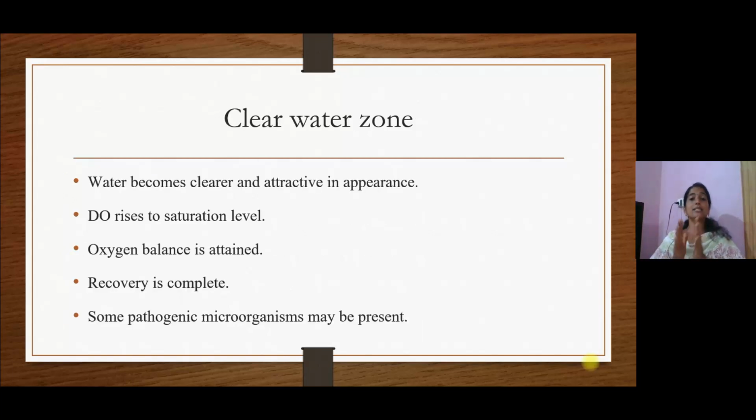Then the next zone is the clear water zone. The water becomes clearer and attractive in appearance. That is, the color fading will disappear and dissolved oxygen content will rise up to the saturation level. And the oxygen balance is attained due to the aeration process and recovery is complete at this zone. And some pathogenic microorganisms may be present due to the non-decomposition of some organic matter present in the wastewater. These are the zones of decomposition or zones of dilution.